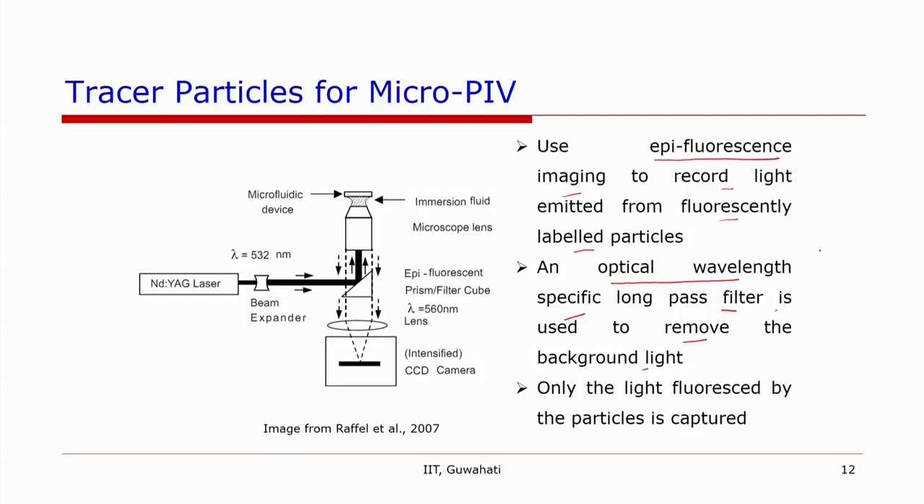Say, for example, if 532 nanometer is the incident light and, let us say, the light that is being emitted is 600 nanometer. So, the filter will be such that it will not allow the incident light. In this case, say we have a 560 nanometer filter. This allows light having wavelength larger than 560 nanometer to pass through it, but it does not allow the 532 nanometer wavelength light. So, this long pass filter removes the background light and the fluorescent light is sent to the image. So, the light fluoresced by the particles is captured.